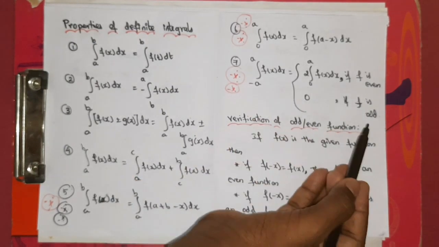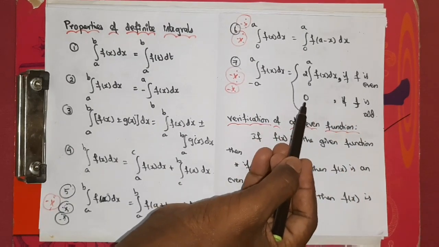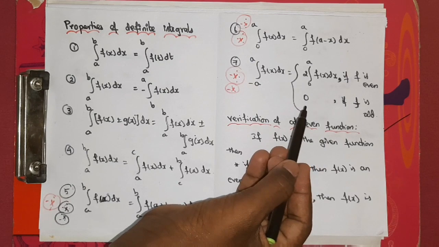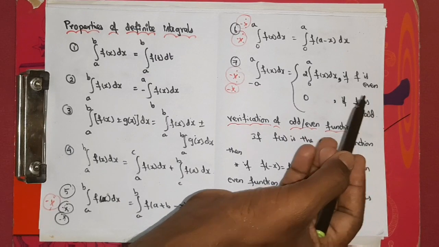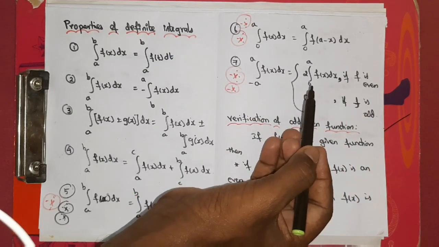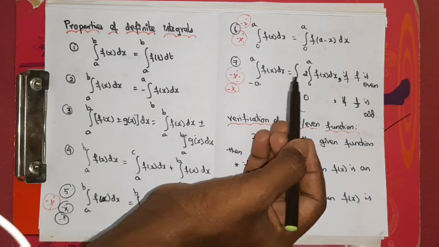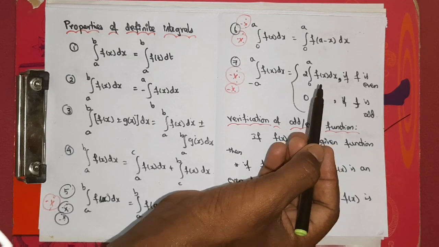So if f of x is odd, then the integral value is 0. You needn't integrate, the answer is 0. Suppose f of x is even, then the lower limit will be made 0, and in the front you will multiply by 2. So it becomes 2 times the integral from 0 to a of f of x dx.